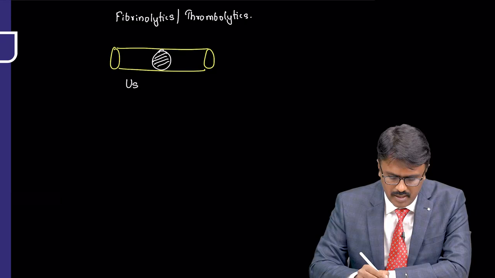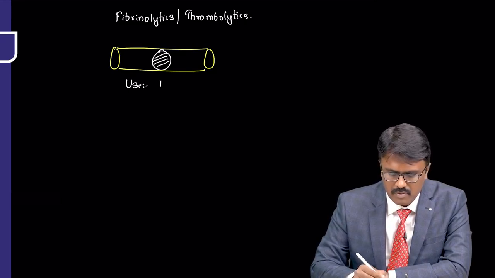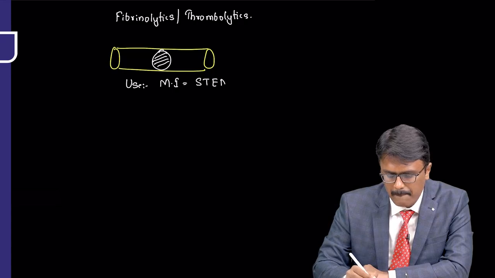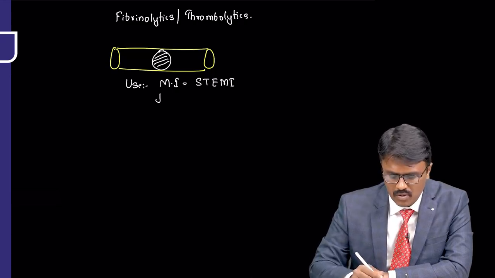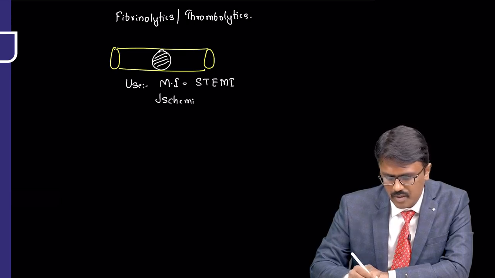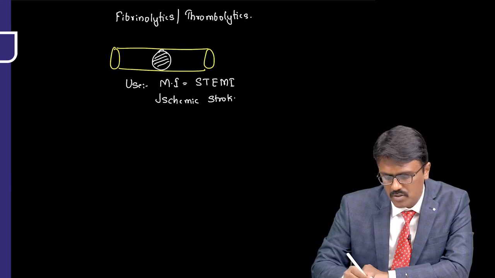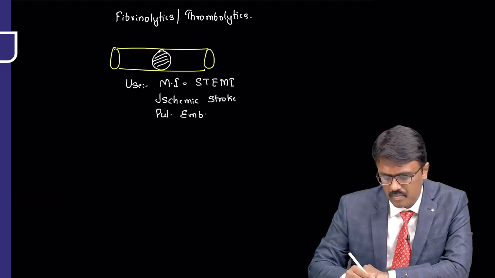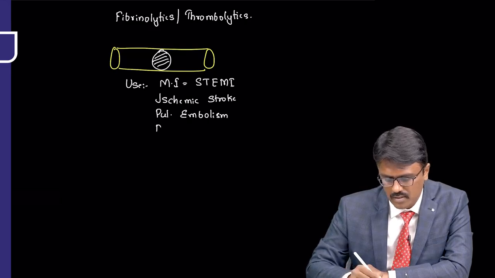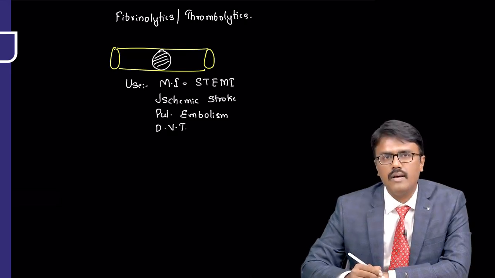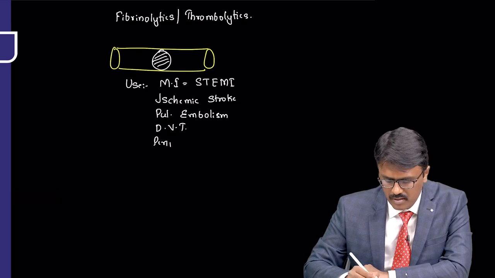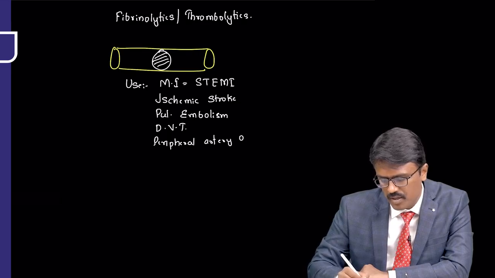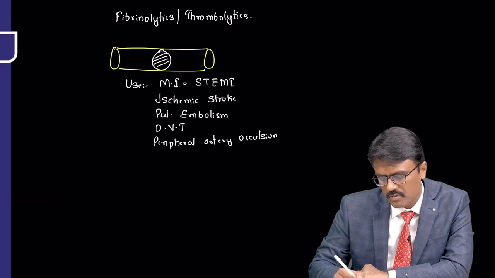So where do we use fibrinolytics? We use it in the management of MI. Which MI should I use fibrinolytics in? It is used in ST elevation MI. And also we use it in a stroke called ischemic stroke, and also in pulmonary embolism, and in deep vein thrombosis, and one more condition is peripheral artery occlusion. These are the conditions where we use it.